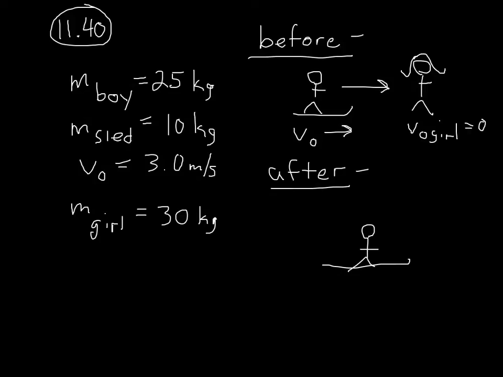So we're going to somehow depict that the girl jumps onto his back, and they're both going to take off and continue in the same direction they were going. And they're going to continue at some final velocity. Conceptually, we can probably make sense that the final velocity is going to be less than the initial velocity.